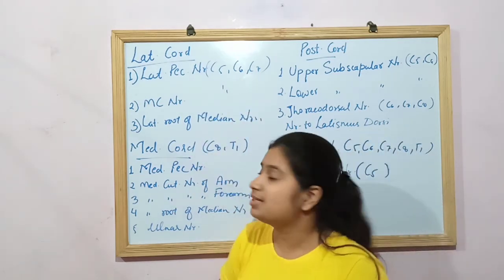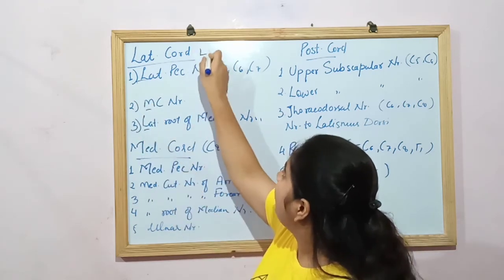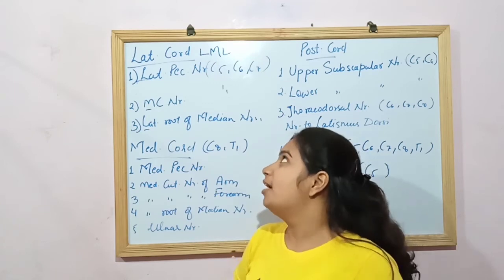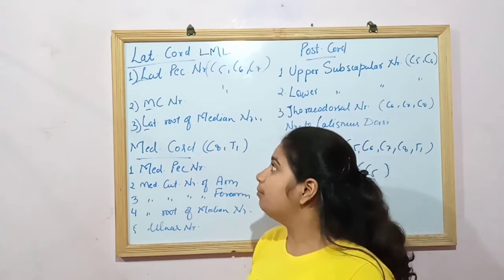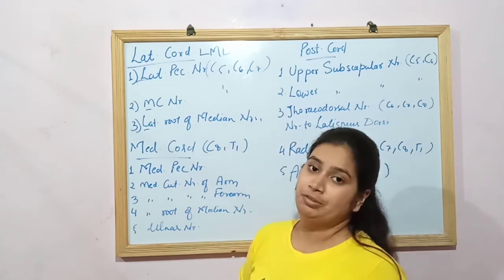To remember this, there is a formula LML. So the lateral cord is LML: lateral pectoral nerve, musculocutaneous nerve and the lateral root of the median nerve.